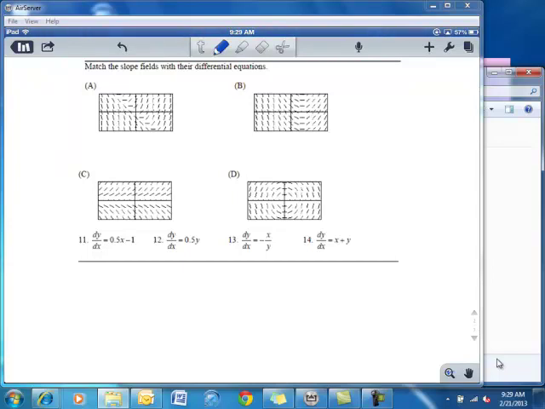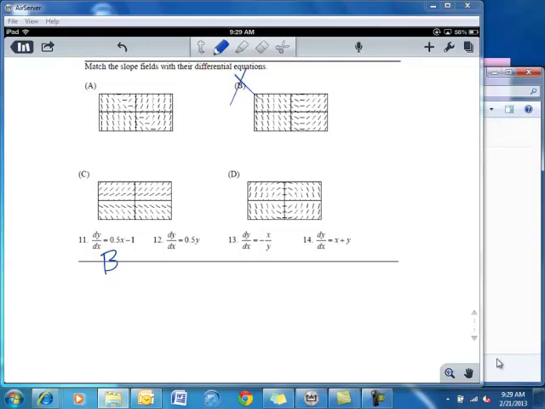What do you guys think about B? 11. Why did you pick 11? Because it goes vertically, which would mean that at every X value the dy dx is the same. Sure. I think 11, see the vertical pattern. 11 is the only one where the slope only depends on X. Okay, so we took care of B.